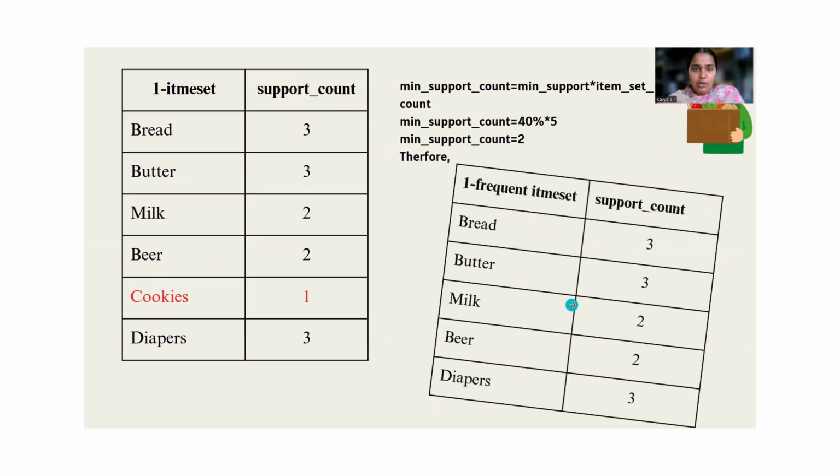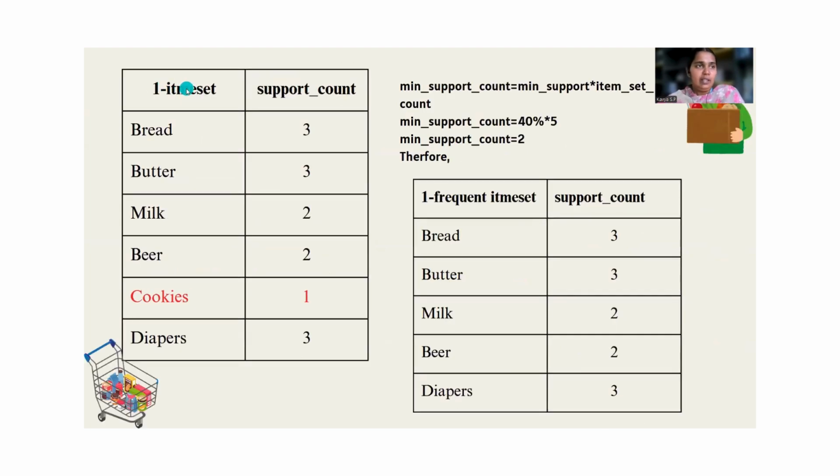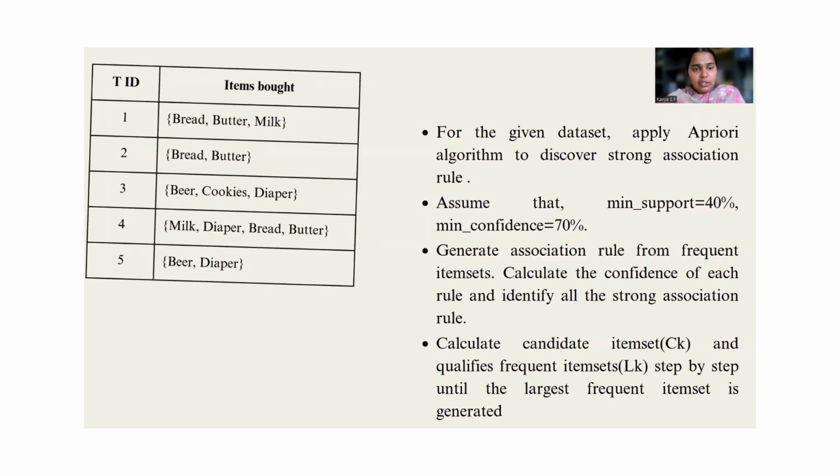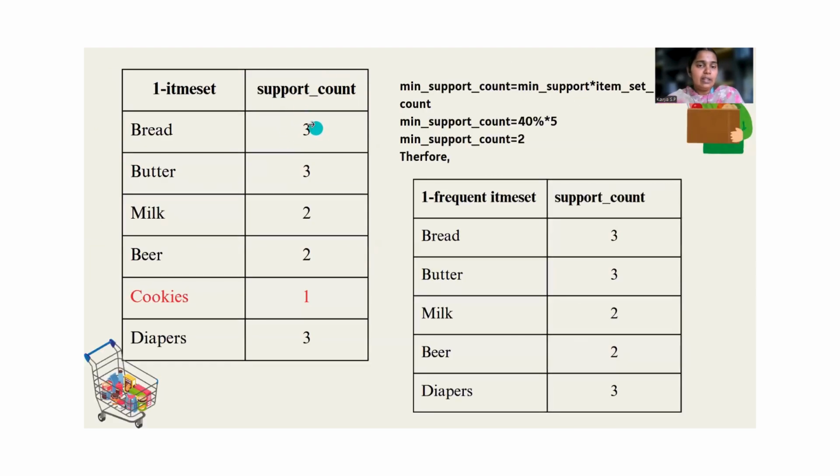Now let us see how it works. One item set in the sense my purchase has only one item, and their support count. Support count is nothing but, say, I have 5 transactions, see here I have 5 transactions. Among these 5 transactions, how frequently my bread is being purchased. Out of 5 transactions, bread is purchased 3 times, butter 3 times, milk 2 times, beer 2 times, cookie once, and diaper 3 times. So I have my item set and their support count.